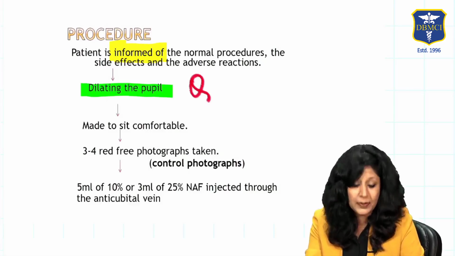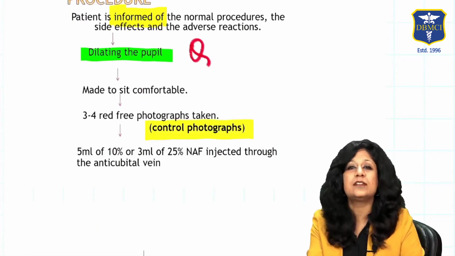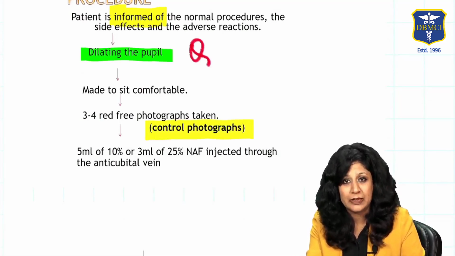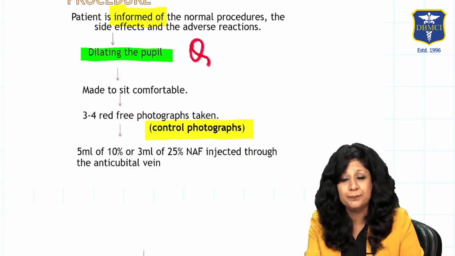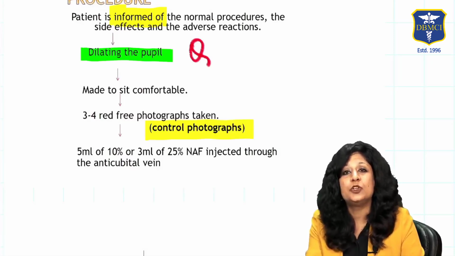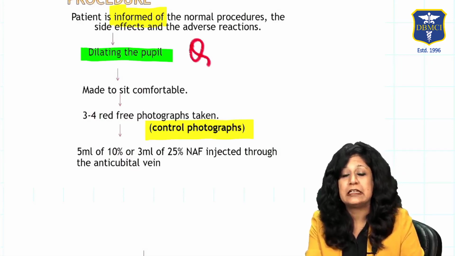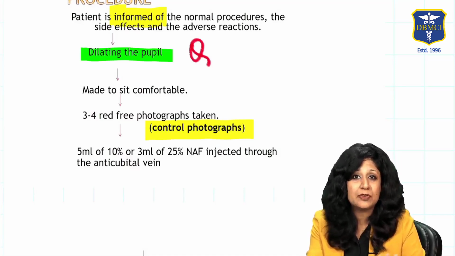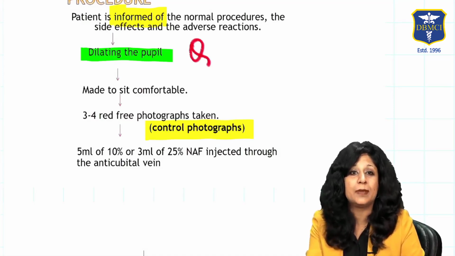Make the patient sit comfortably, and first take the control photographs. Now, what is the idea behind taking these control photographs? First of all, the patient will feel comfortable, he will become familiar to the atmosphere, the ambience, your procedure. You can gain the confidence, he will become more supportive and cooperative, right? Plus, you are also in touch with the patient now, and you know that everything is fine, and now you can take the final pictures. So for that, we are taking the control pictures.